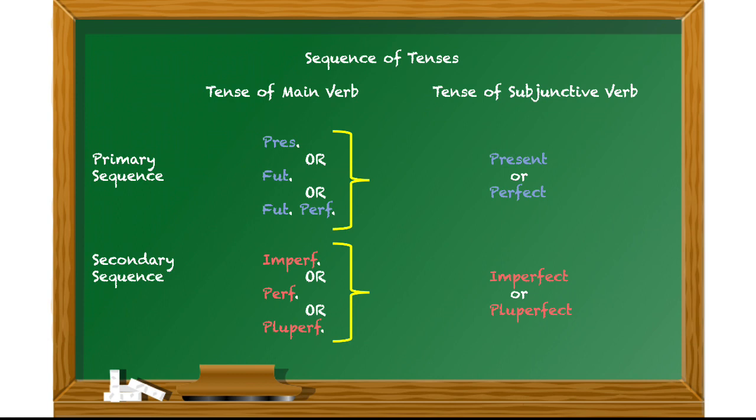Then if you've got either an imperfect, perfect, or pluperfect tense main verb, we call that secondary sequence. Again, I put the capital letter OR there, and put a big bracket around there, because if you have any one of those three, then you have a choice of either an imperfect or pluperfect subjunctive verb. So if you still need a moment to finish copying that, just press pause and then push continue when you're ready to go on.